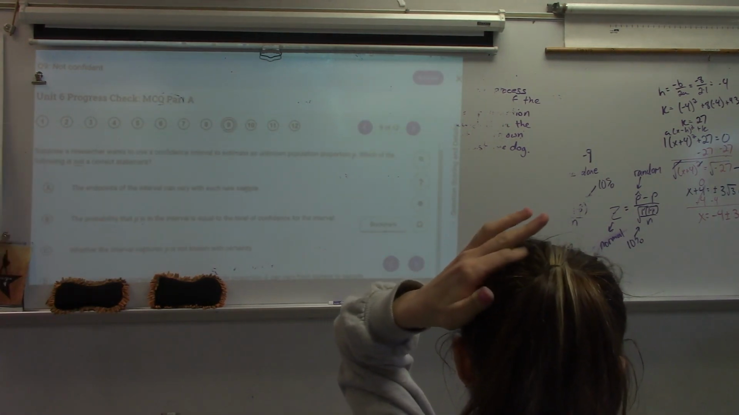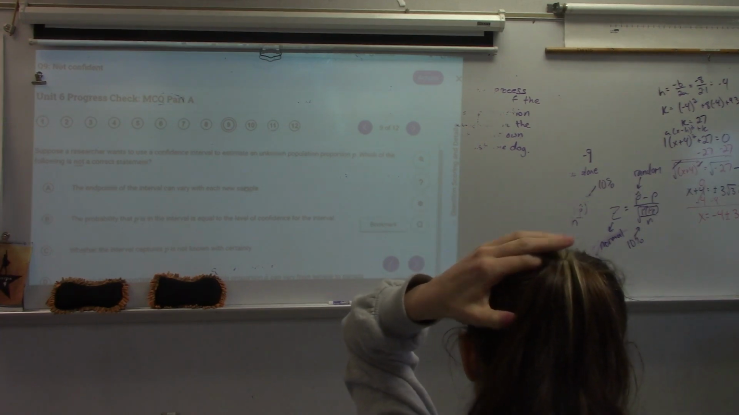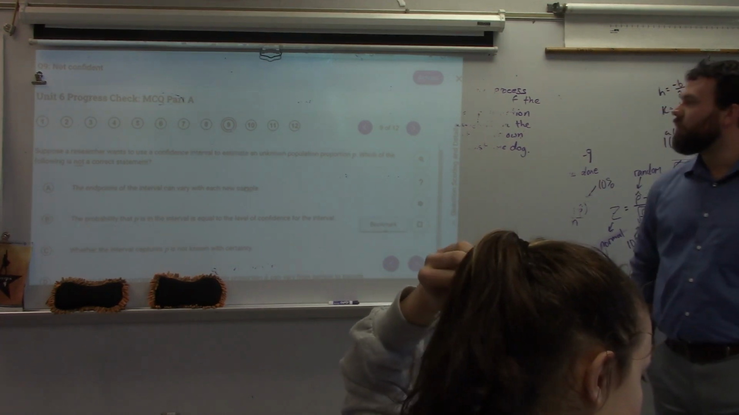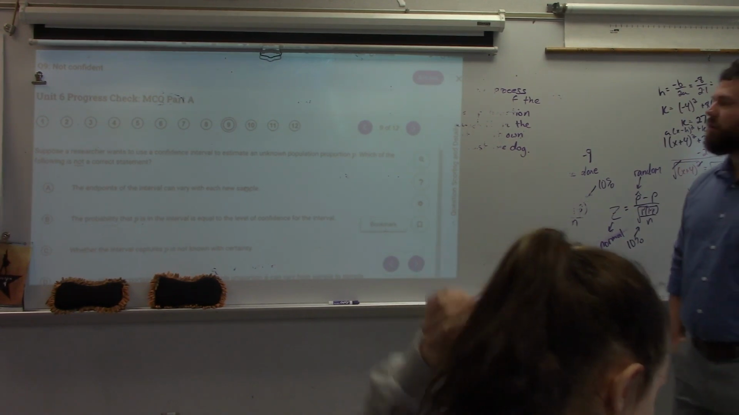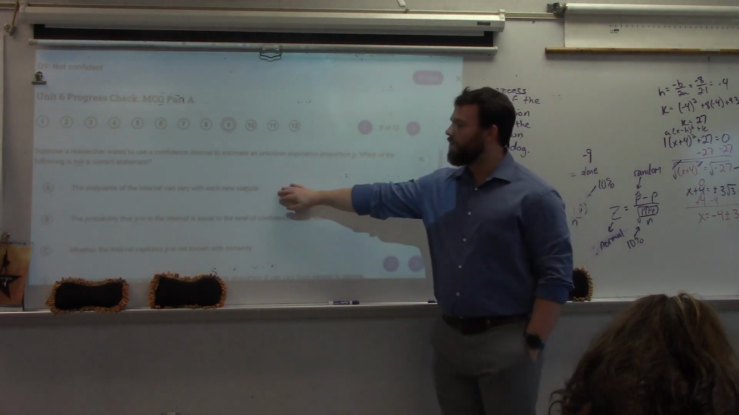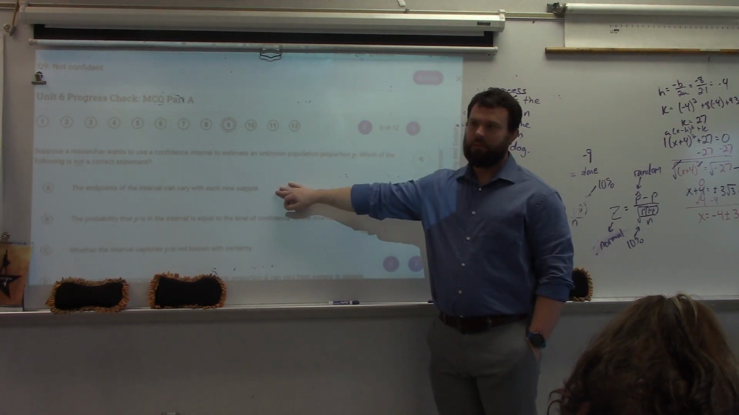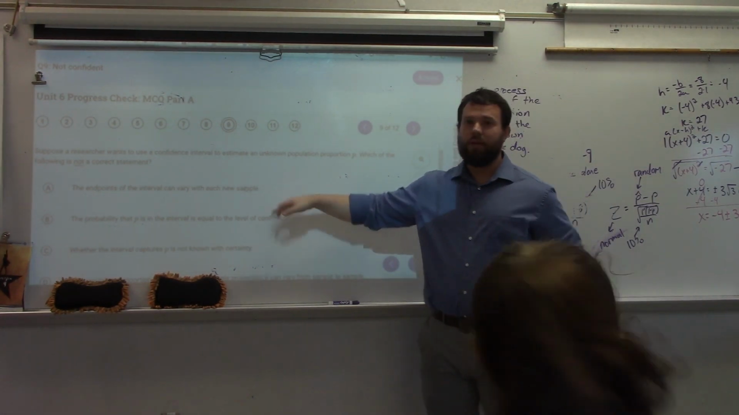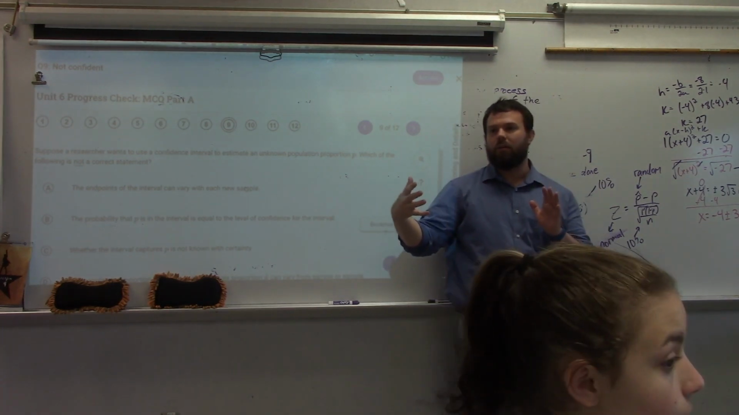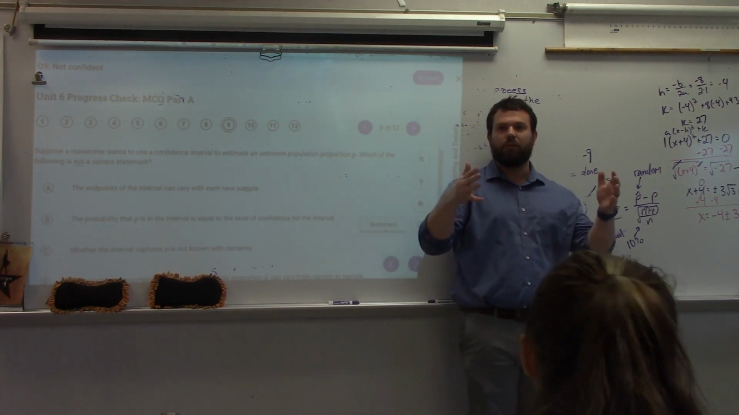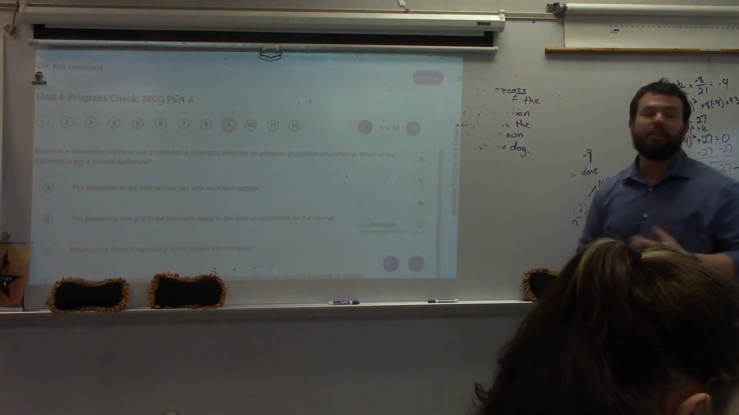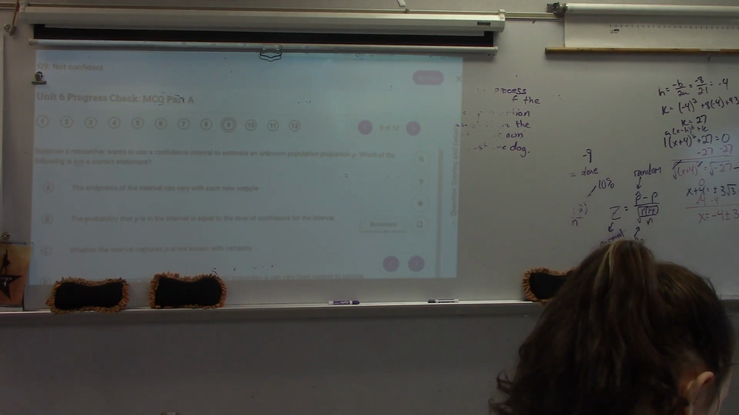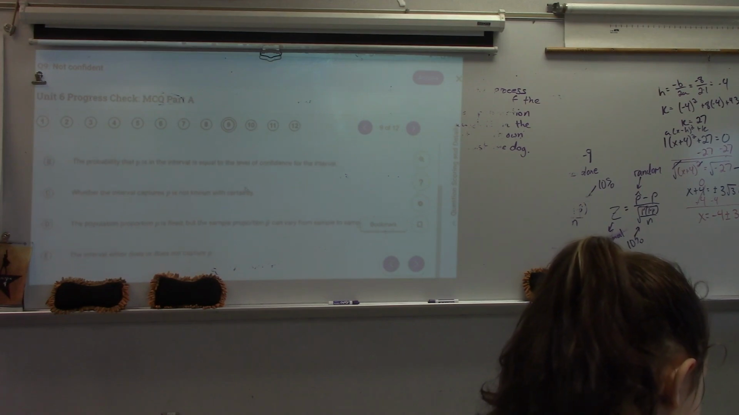So right here, and this is important for confidence interval. Suppose a researcher wants to use a confidence interval to estimate an unknown population proportion. Which of the following is not correct? If you do new samples, will the endpoints change? Yes. Remember, we literally did that online applet where we collected multiple intervals and the intervals moved all over the place. That's because of sampling variability. That's why in the long run, what percent of our intervals do we expect to capture the parameter? 95%. Those intervals will move around.